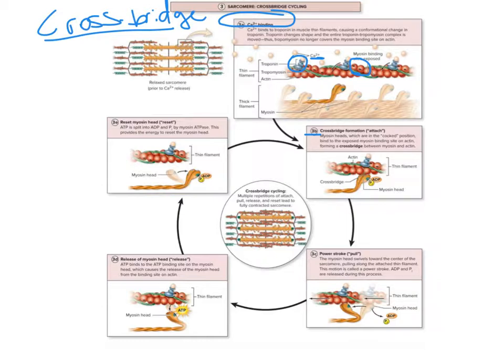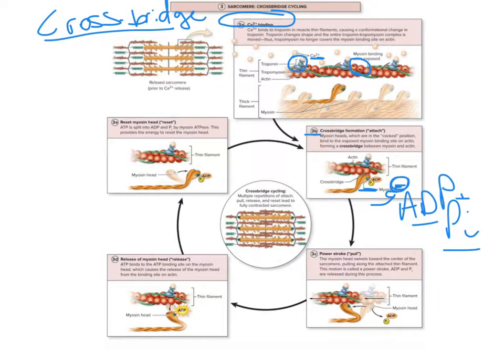So the myosin head binds to the actin. And the myosin head is already activated. It has ADP and inorganic phosphate attached to it. Notice there's no ATP. ATP has already been used, which means at this point the myosin has potential energy. It's cocked. It's ready to do something.